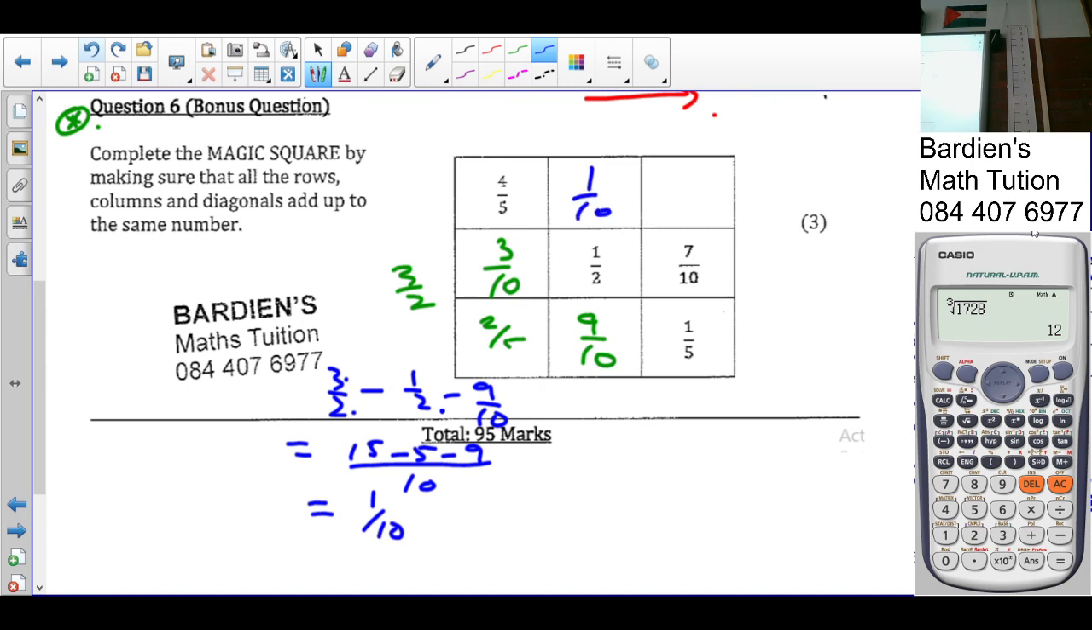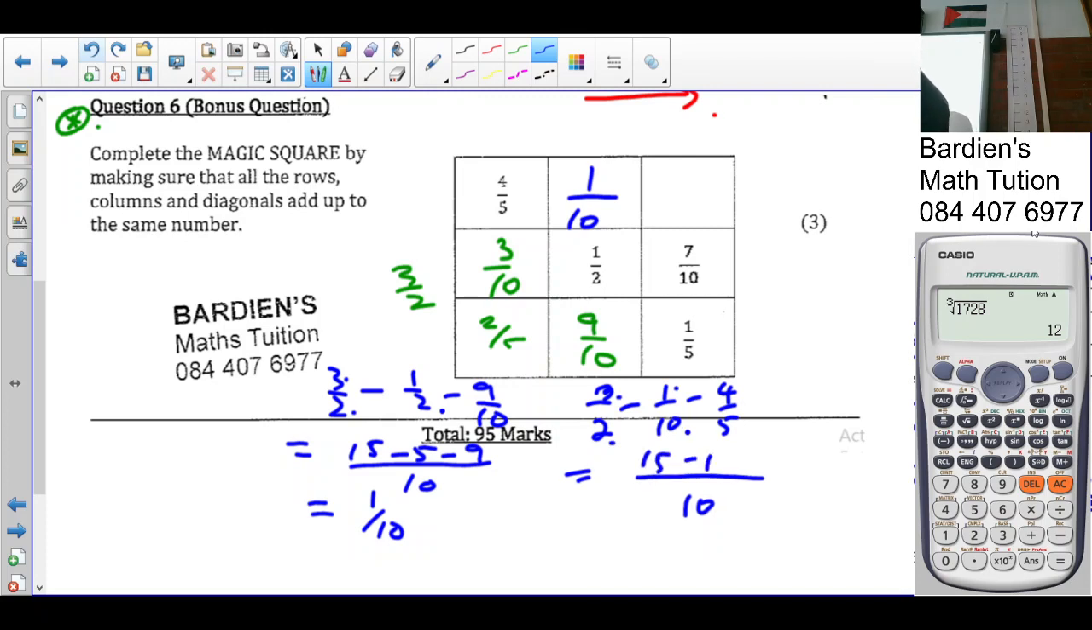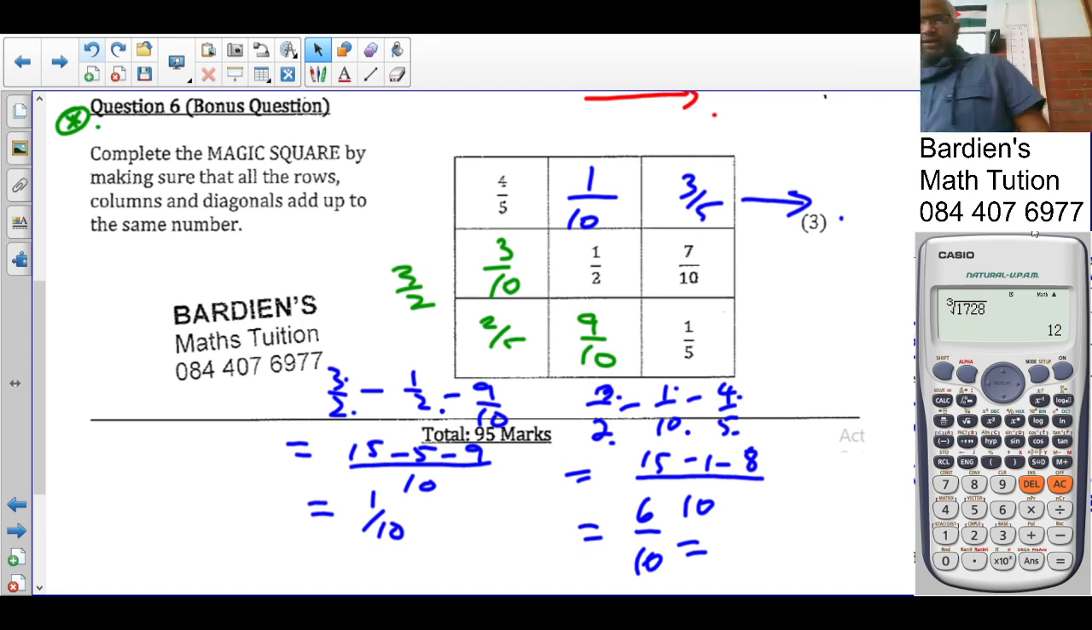And of course the last one, that line sum should also be 3 over 2. So it's 3 over 2 minus 1 over 10 minus 4 over 5. So now it gives you an LCM of 10, so it's 15 minus 1 minus 8. So 15 minus 9 is 6 over 10, which is 3 over 2. Okay, that gets you the bonus question in the bag.